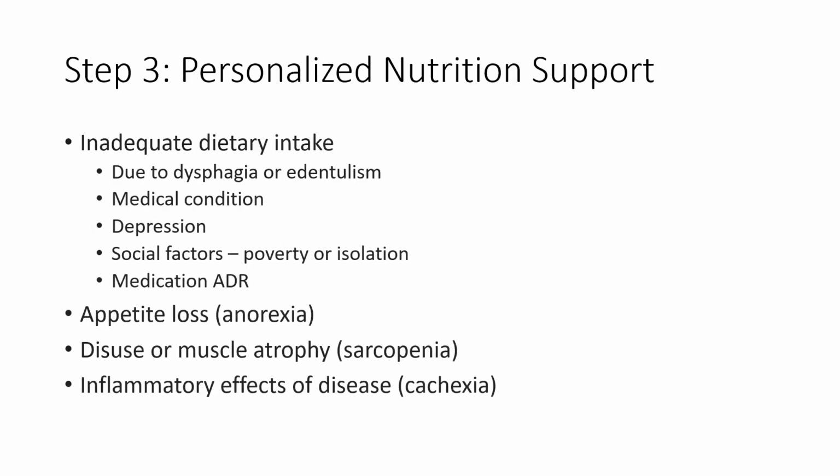Moving on to step 3. How do we provide personalized nutrition support? Before you do it, we need to know what caused malnutrition. And there are many reasons why our patients in the hospital are not eating. It can be because they have inadequate dietary intake due to dysphagia, medical condition. They may not be eating because of depression. They may not have enough food or have nausea caused by medication. Other reasons for malnutrition could be anorexia, sarcopenia, or cachexia, and treatment for all of those could be individualized.